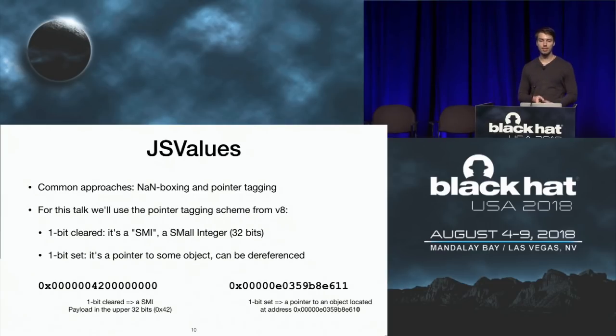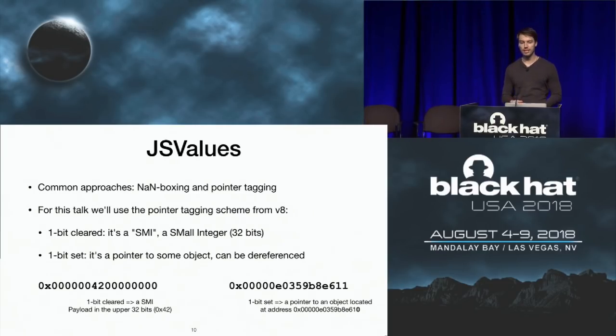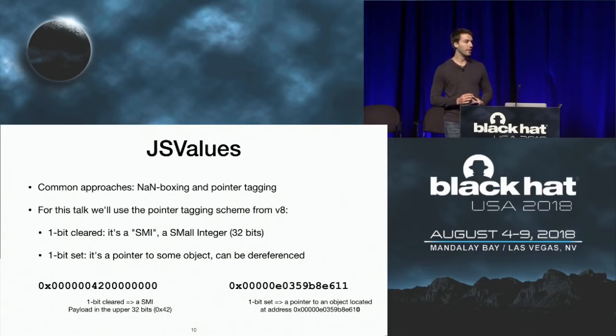On the other hand, if the least significant bit is set, then you have a pointer, pointing to some object, and at that location there will be more type information. You can see here on the right side, that value has the 1-bit set, so it's pointing to some kind of object.